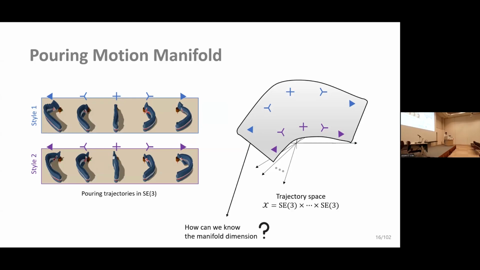At this point, one natural question arises. What's the dimension of that manifold? How can we identify its dimension? What do you think a suitable dimension of this pouring motion manifold is?